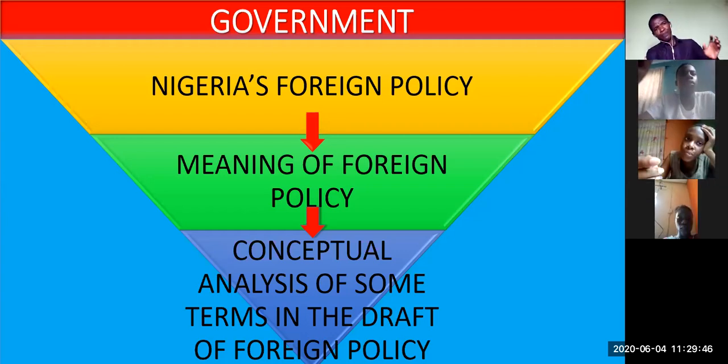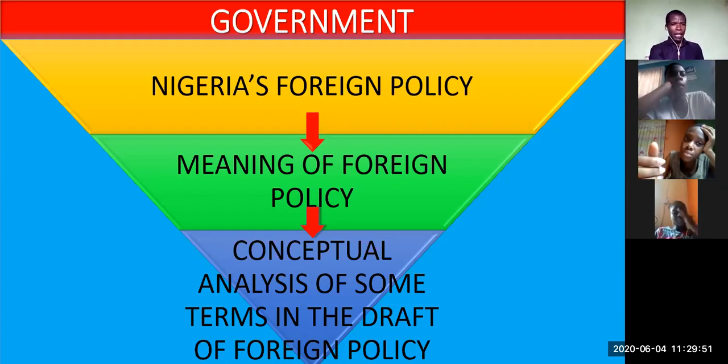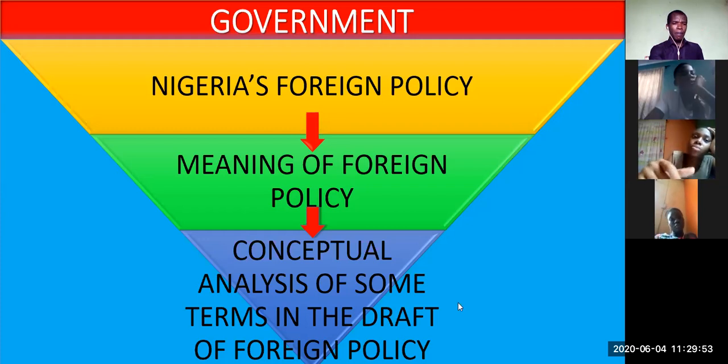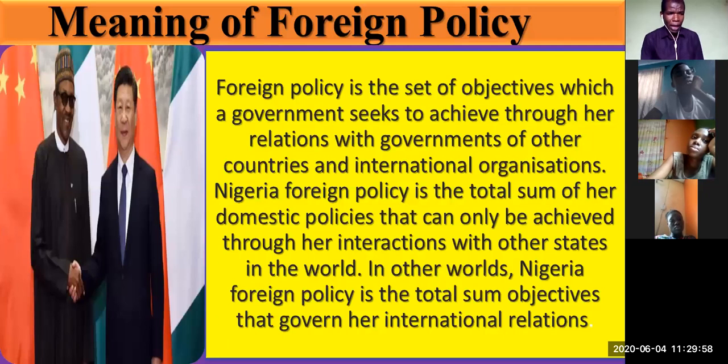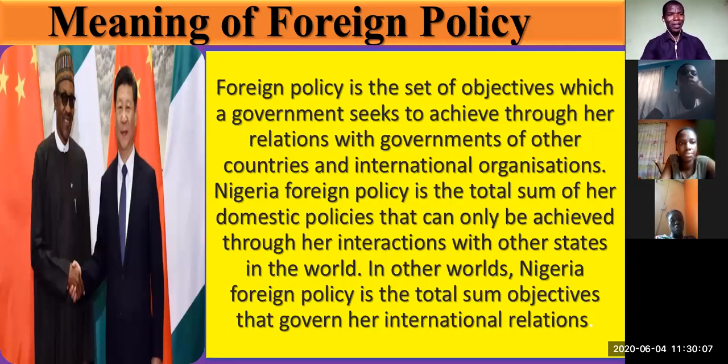Now, having understood the terms foreign policy and domestic policy, we're going to look at it from the perspective of Nigeria's foreign policy. Foreign policy is the set of objectives a government seeks to achieve in her relations with other governments in the world. That's what I have said.